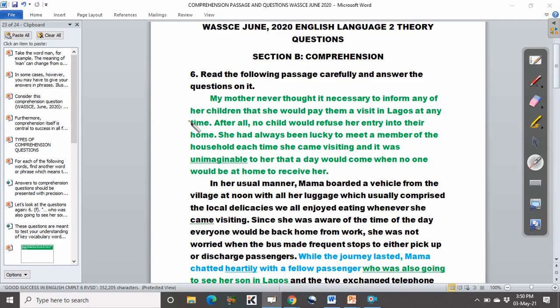After all, no child would refuse her entry into their home. She had always been lucky to meet a member of the household each time she came visiting, and it was unimaginable to her that a day would come when no one would be at home to receive her.